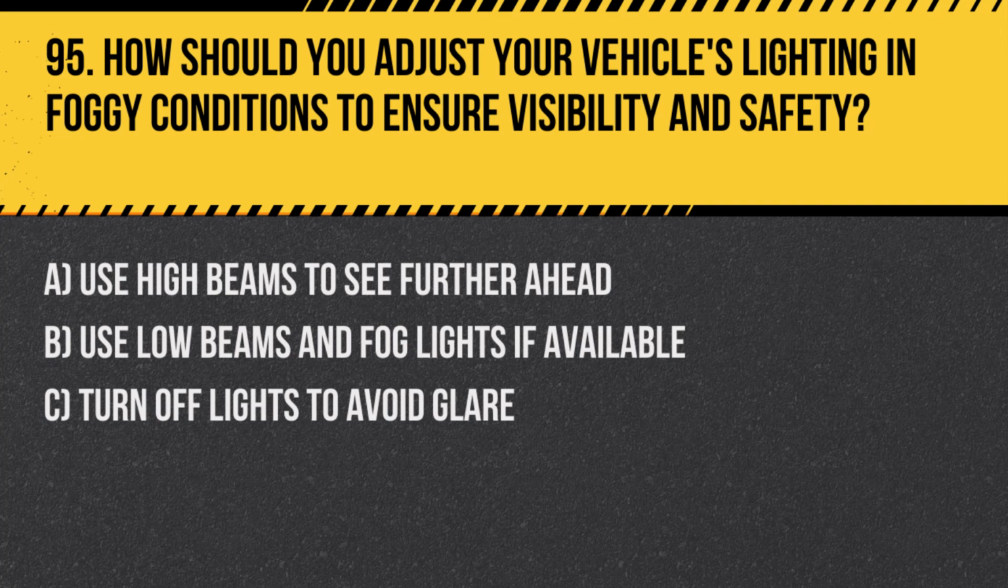Question 95. How should you adjust your vehicle's lighting in foggy conditions to ensure visibility and safety? A. Use high beams to see further ahead. B. Use low beams and fog lights if available. C. Turn off lights to avoid glare.